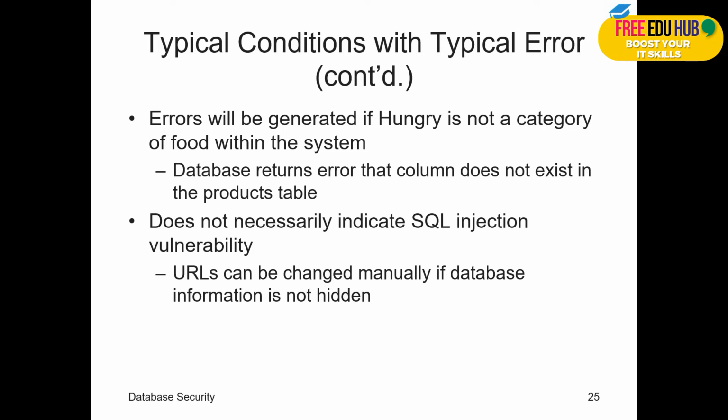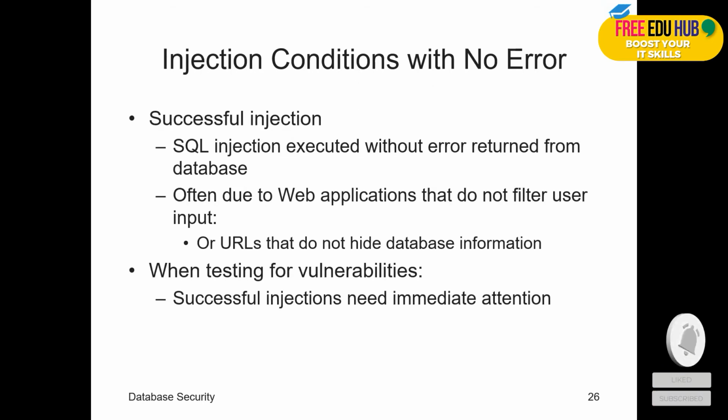Database returns an error that the column does not exist in the product table. It does not necessarily indicate an SQL injection vulnerability, but it exposes the basic vulnerability or security of your database. The URL can be changed manually if database information is not hidden.